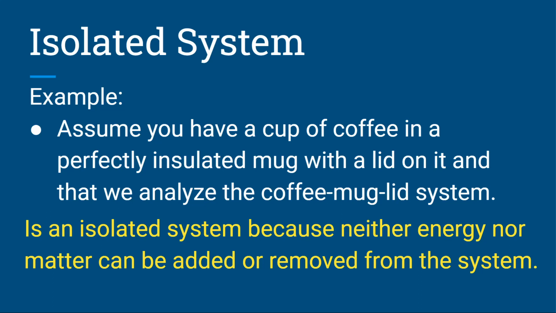Again, example, back to our coffee cup. Let's assume now that this is a perfectly insulated mug. So now we have the same coffee mug lid system, but it's perfectly insulated and it cannot exchange heat with its surroundings, and that would make it an isolated system where all of that thermal energy is kept inside of our system. Nothing can be added or removed. That makes it isolated.